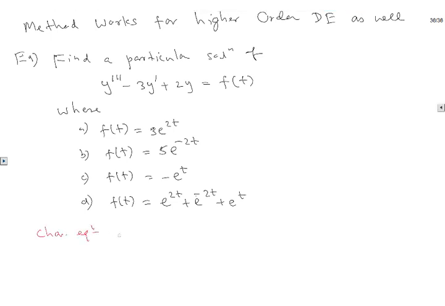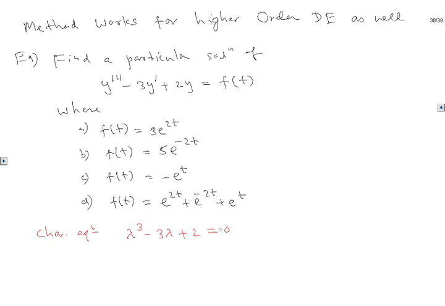So the characteristic equation is lambda cubed minus 3 lambda plus 2 equals 0. Now the question is how to factor this. The grouping method does not work, so what we can do is use the factor theorem.